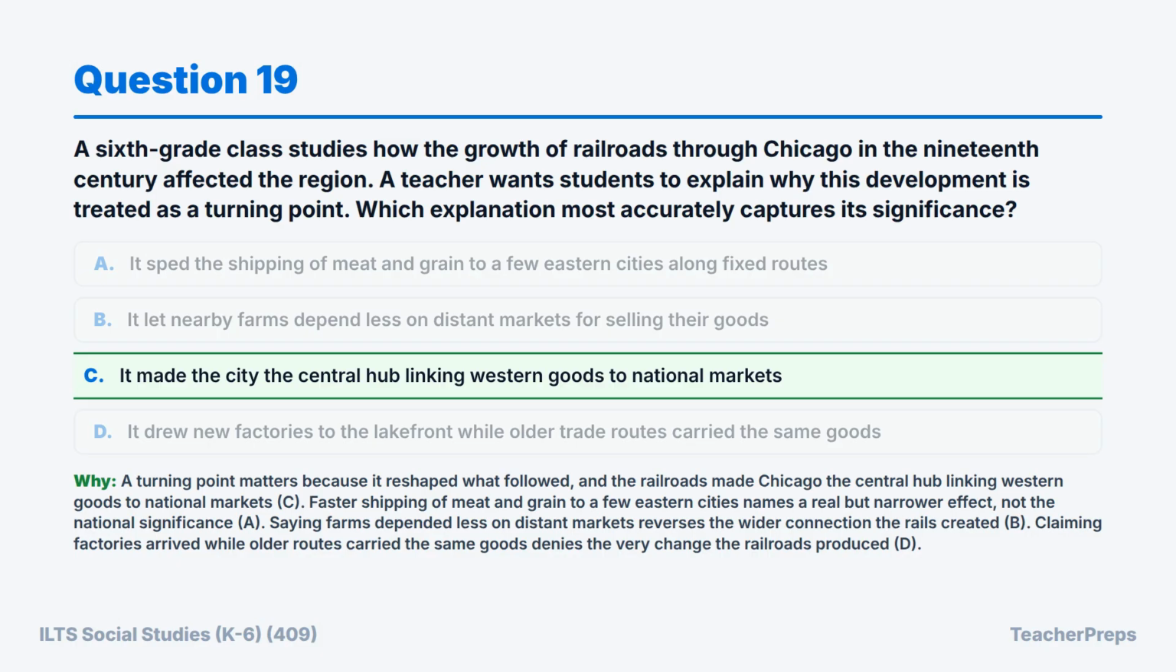C. Faster shipping of meat and grain to a few eastern cities names a real but narrower effect, not the national significance. A. Saying farms depended less on distant markets reverses the wider connection the rails created. B. Claiming factories arrived while older routes carried the same goods denies the very change the railroads produced. D.